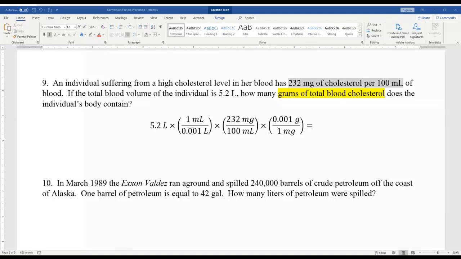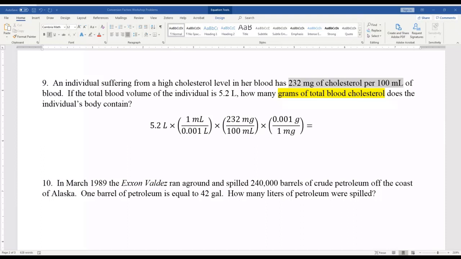Now, one thing I might recommend when you're calculating these, literally multiply everything on top and literally divide by everything on bottom. It is very easy to start messing things up in your calculations if you try to use parentheses or do all the tops first and then all the bottoms and then divide the total from the top by the total on the bottom. Just literally type in 5.2 times 1 times 232 times 0.001 divided by 0.001 divided by 100 divided by 1, and then enter.